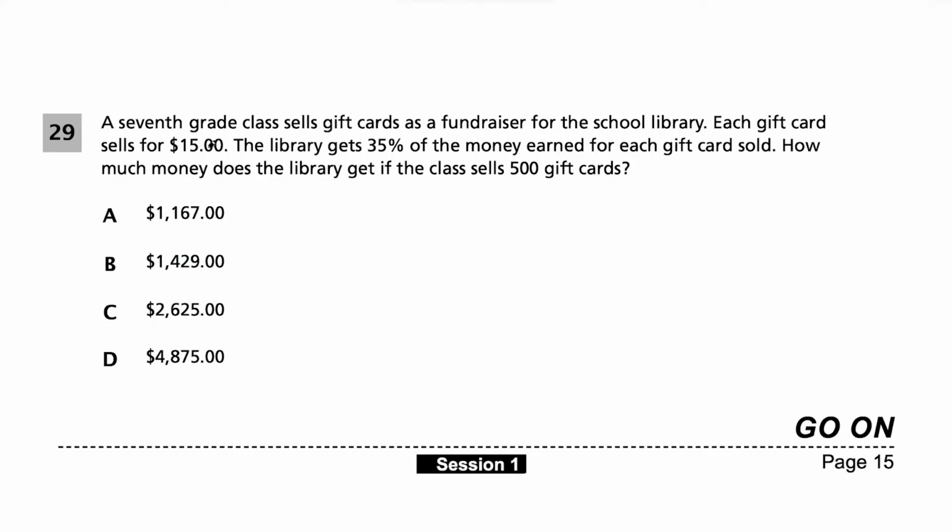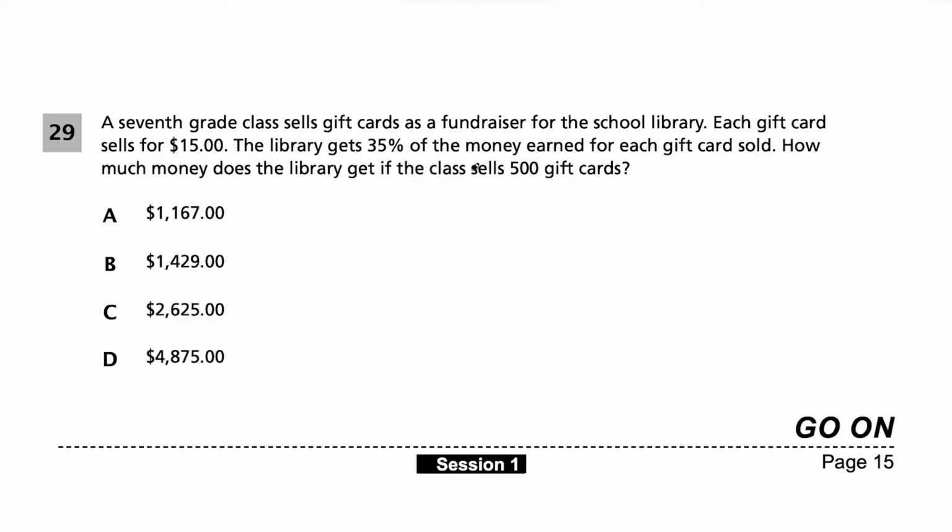Question 29, a 7th grade class sells gift cards as a fundraiser for the school library. Each gift card sells for $15, and the library gets 35% of the money earned for each gift card sold. How much money does the library get if the class sells 500 gift cards?